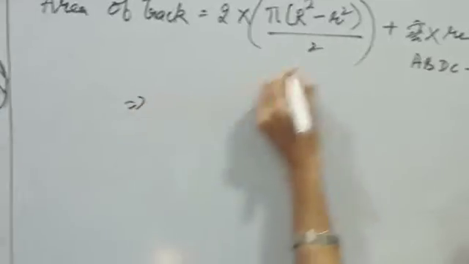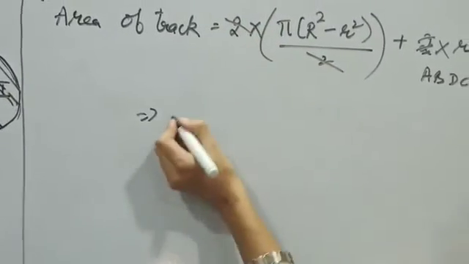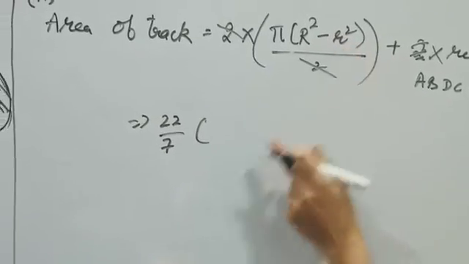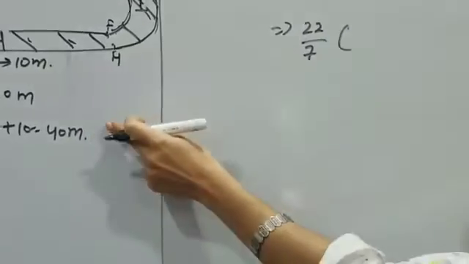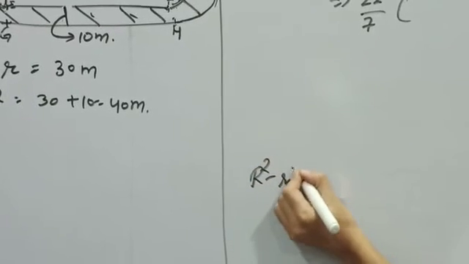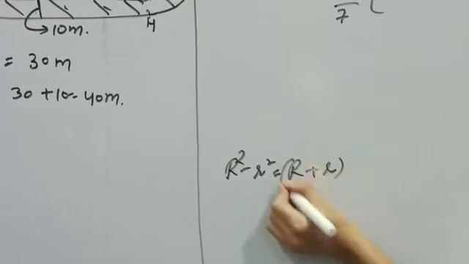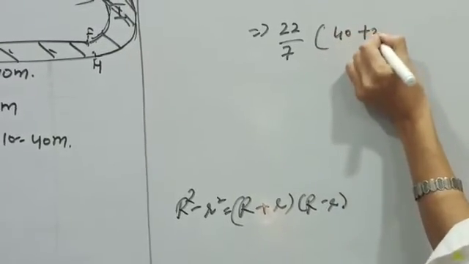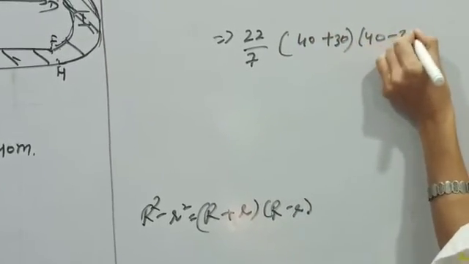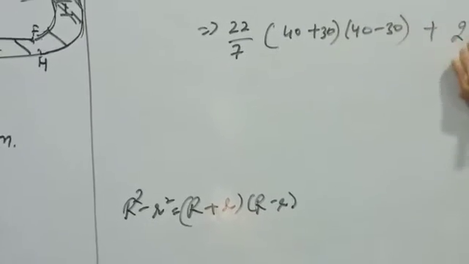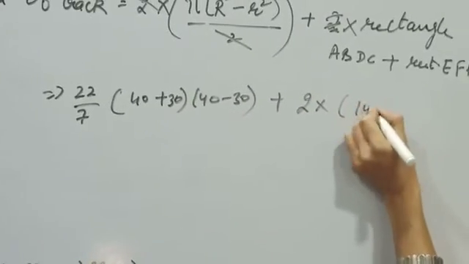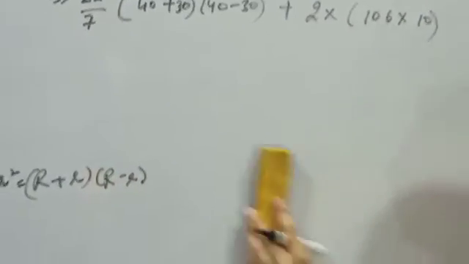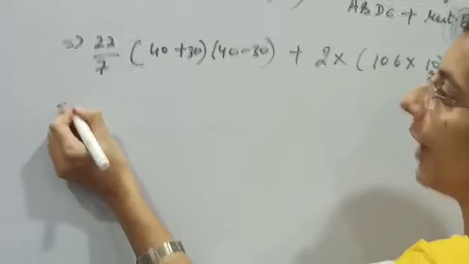So we can calculate here pi, and 2 and 2 cut out, 22 upon 7, R square and r square. I am using the identity R square minus r square, as we are using the identity (R plus r) and (R minus r). So that's why 40 plus 30 and 40 minus 30, and plus here will be 2 times, here is a 106 multiplied by 10. Okay, so do the calculation and then we will find out the value of the question.